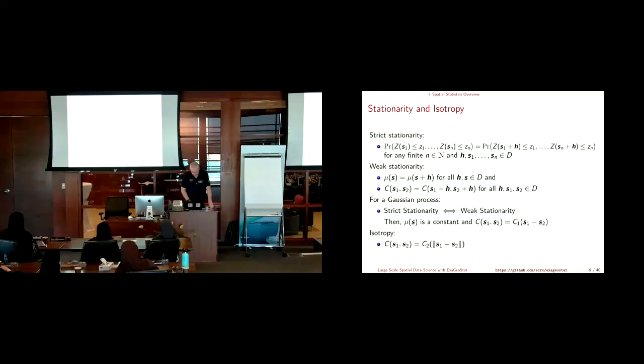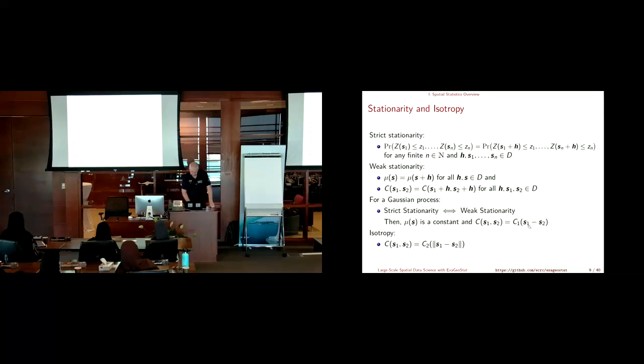You can distinguish between strict and weak stationarity. For Gaussian random fields that we consider, they are actually equivalent. In a nutshell, what this means is that the mean function is invariant through shifts by the vector h, and the same for the covariance function. If the mean is invariant by shifts, this means that the mean is constant over the domain. And if the covariance is invariant by this shift, this means that it depends only on the shift between S1 and S2, so only on the difference between the two locations S1 and S2. This is the notion of stationarity.